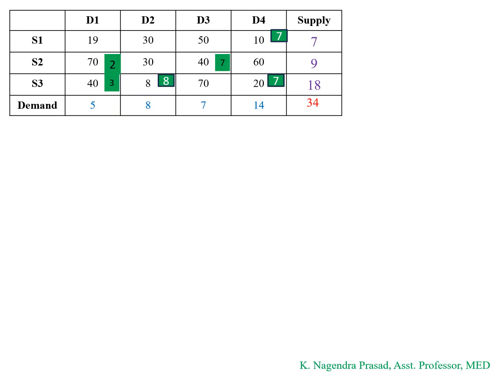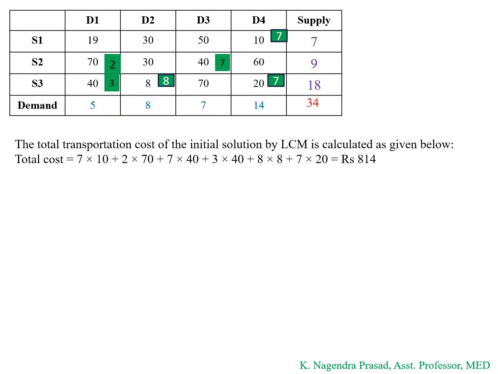So this is the transportation table with the allocated units. Then we have to calculate the total transportation cost of the initial solution by the least cost method. Total cost equals 7 into 10 plus 2 into 70 plus 7 into 40 plus 3 into 40 plus 8 into 8 plus 7 into 20. Then the total transportation cost becomes rupees 814. This is the solution. So thank you.